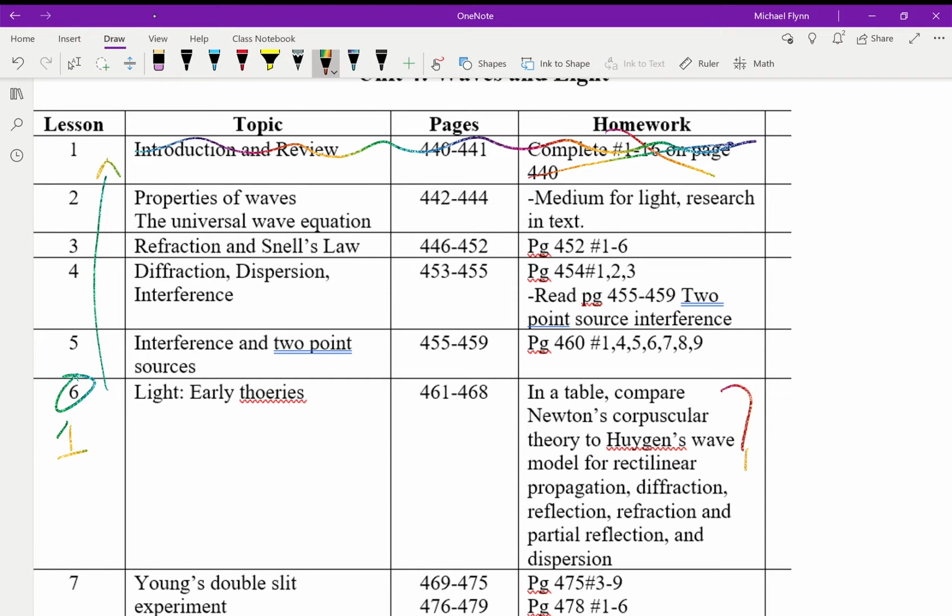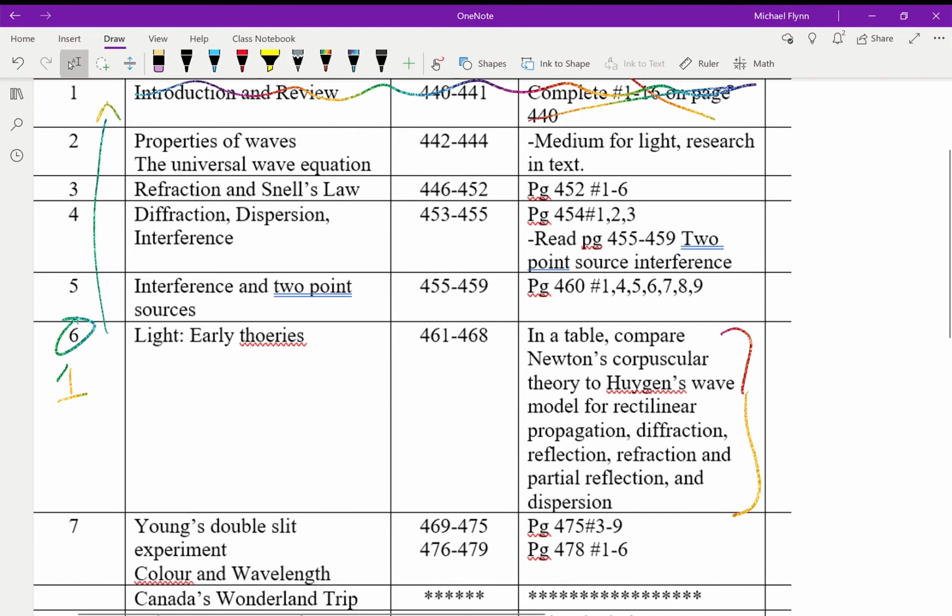So your assignment is going to be this little thing that I've just highlighted right there. In a table, compare these things. This table is in your textbook, so you'll find it in the text. Here's your little challenge: find that table, read it, and summarize it in your notes. I'm going to go through some of it here today.